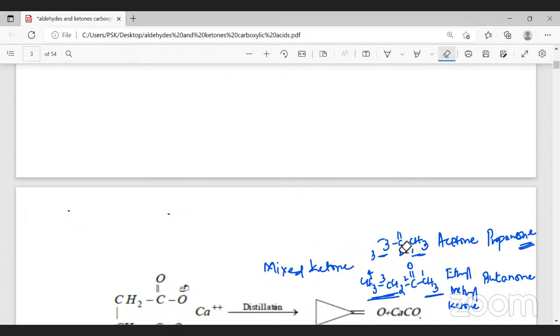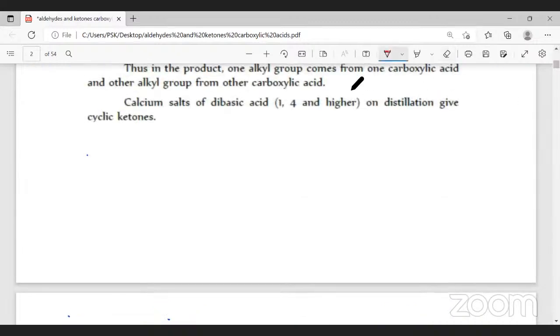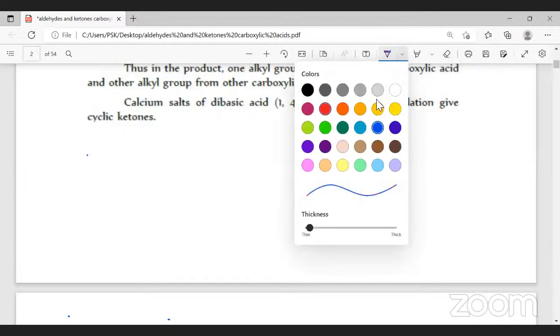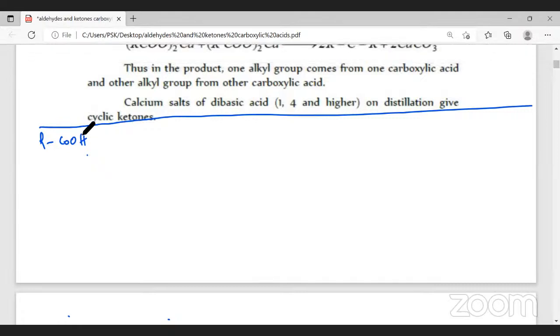The next method of preparation is from acid chlorides. How do we get acid chlorides? The general formula of carboxylic acid is RCOOH. If this OH is replaced by chlorine, then you get RCOCl. So this is a general representation of acid chlorides.